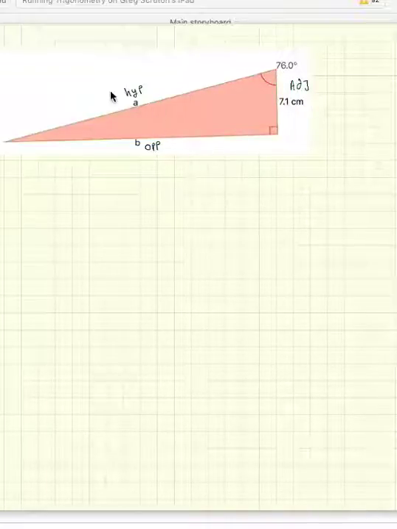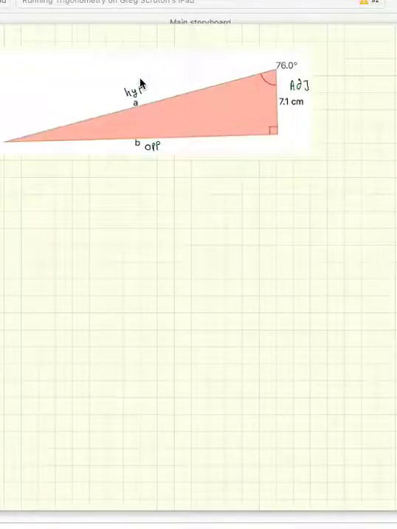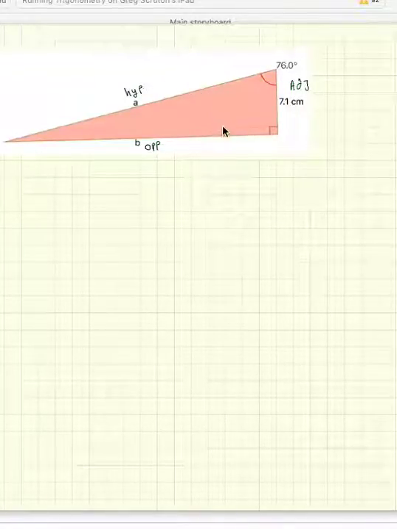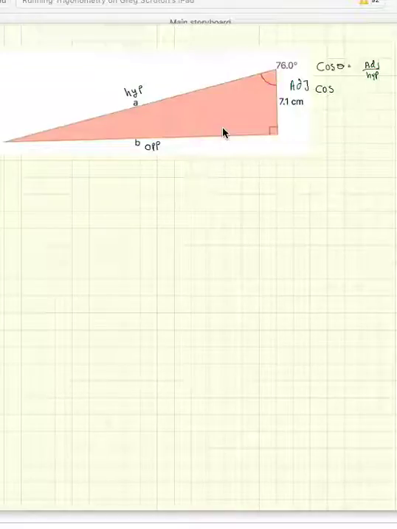Let's say I want to figure out the hypotenuse first. So I have my adjacent and I want to find the hypotenuse. Adjacent over hypotenuse is the cosine ratio. So I'm going to use that first. So I'm going to write the cosine of theta is the adjacent over the hypotenuse. All right, then I'm going to fill in what I know. So the cosine, my angle theta is 76 degrees, is equal to the adjacent is 7.1 centimeters. And the hypotenuse is my unknown.